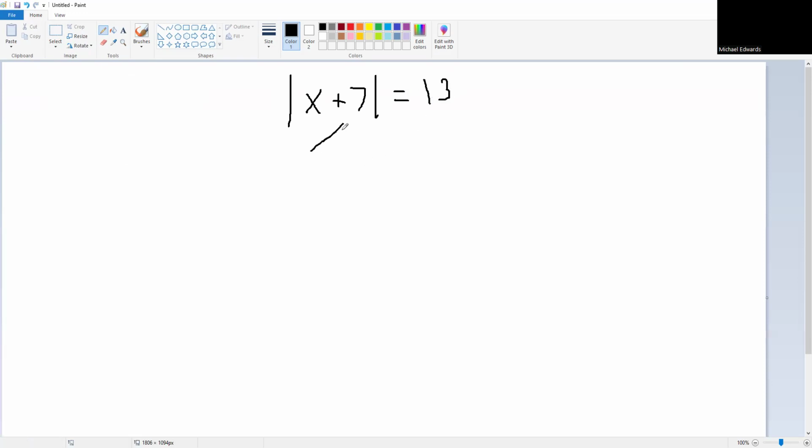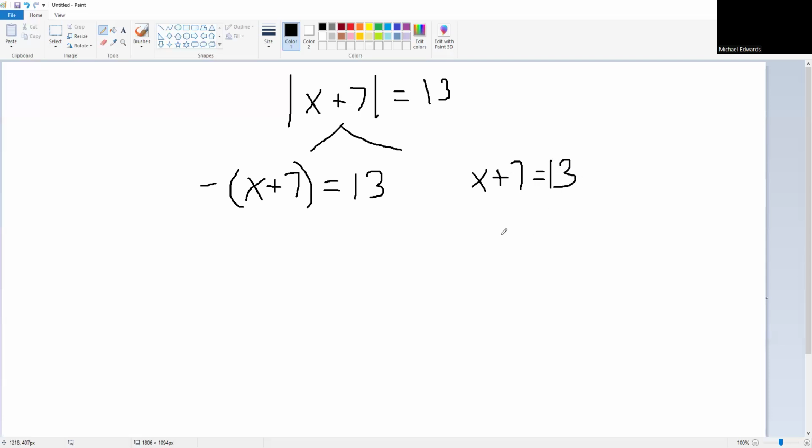And we're going to rewrite this as negative X plus 7 equal to 13, and positive X plus 7 equal to 13. And the fun part is we get to solve both of these. So first we distribute our negative. It's really just a -1, so we're distributing that -1 into here. So it's negative X minus 7 equals 13.